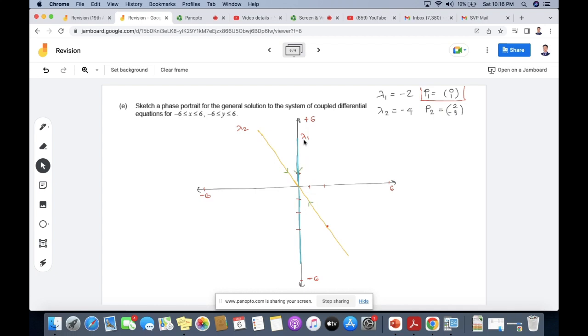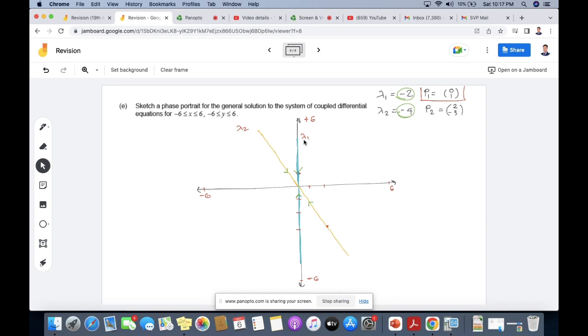Why going towards the origin for both? Because our eigenvalues for both is negative. If it happens that the eigenvalue is positive, the direction is going away from the origin. All right? So you have to take note of it, away from the origin. Okay, now this time, how do we draw the face portrait?